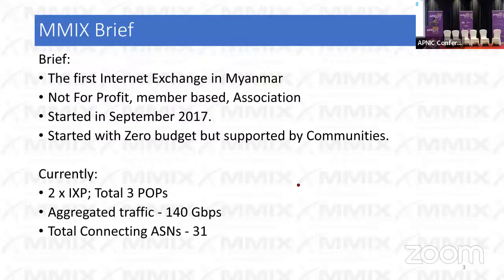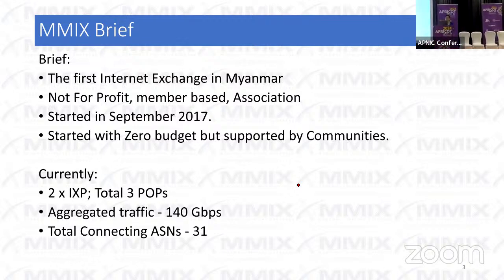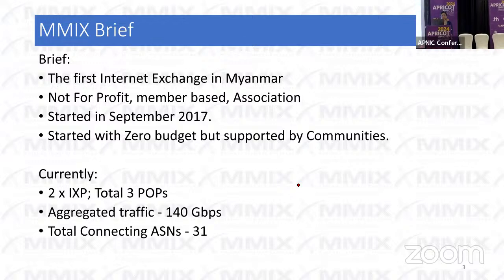MMIX is the first Internet HA in Myanmar. It's a non-profit organization, member-based association. We started operations in September 2017. We started with zero budget, but we got our support from the communities. Currently, we have 2 IXP, total 3 POPs, and our aggregated traffic is around 140 gigabit per second. Total connecting ASN is 31 and keep growing.